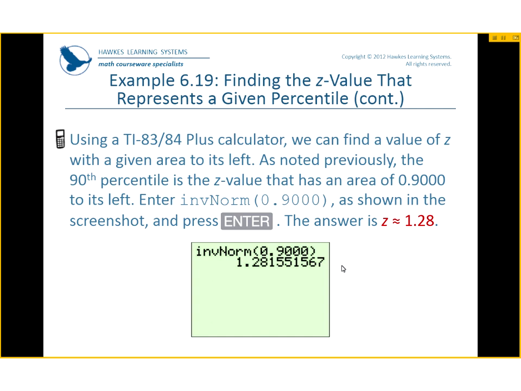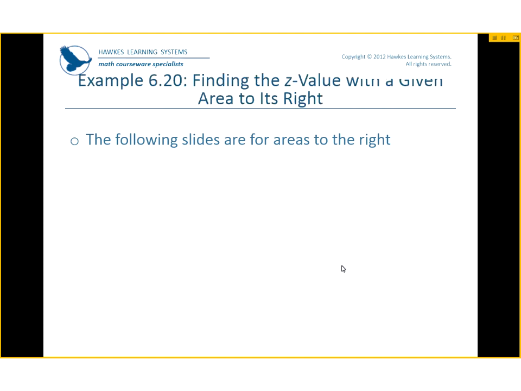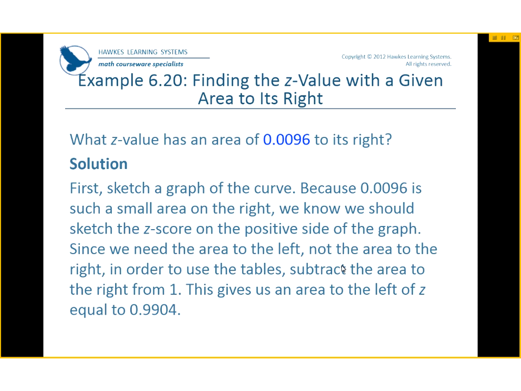So, areas to the left: it's the inverse norm function. Second, VARS, 3, put the area in there and solve, and it gives you your z. Okay, so let's do areas to the right. What z-value has an area of 0.0096 to its right?